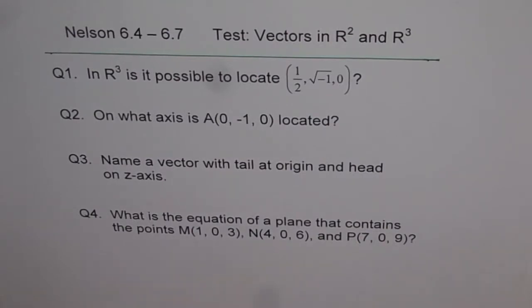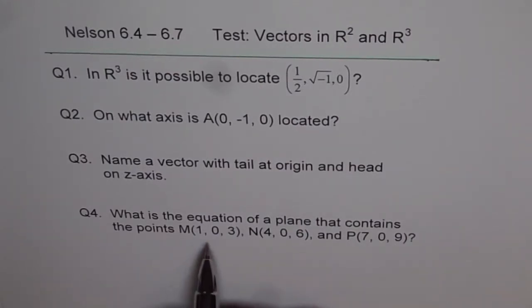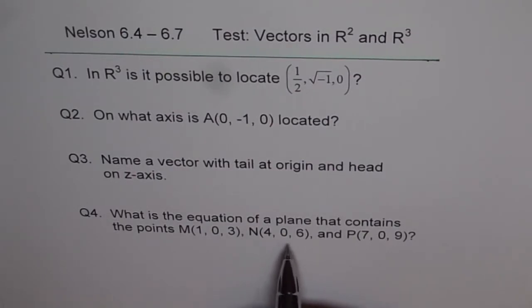Here is question number 1. In R3, is it possible to locate half, square root of minus 1, and 0? Question 2. On what axis is A (0, minus 1, 0) located? Question 3. Name a vector with tail at origin and head on z-axis. Question 4. What is the equation of a plane that contains the points M (1, 0, 3), N (4, 0, 6) and P (7, 0, 9)?